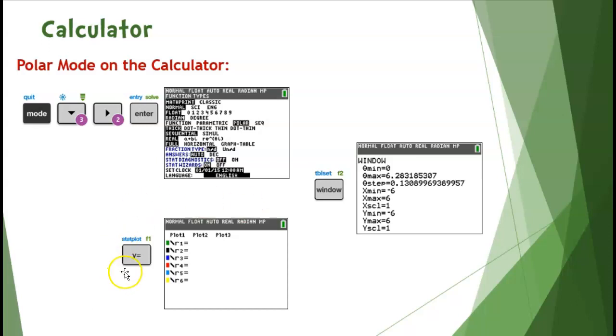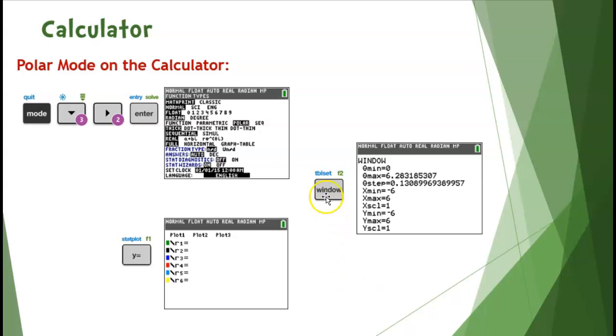When we do that and press our y equals, we're going to see a menu that looks like this. Instead of y1, y2, y3, we have r1, r2, r3 down to 6. So there's not as many places to graph polar equations, you only have 6 spots.